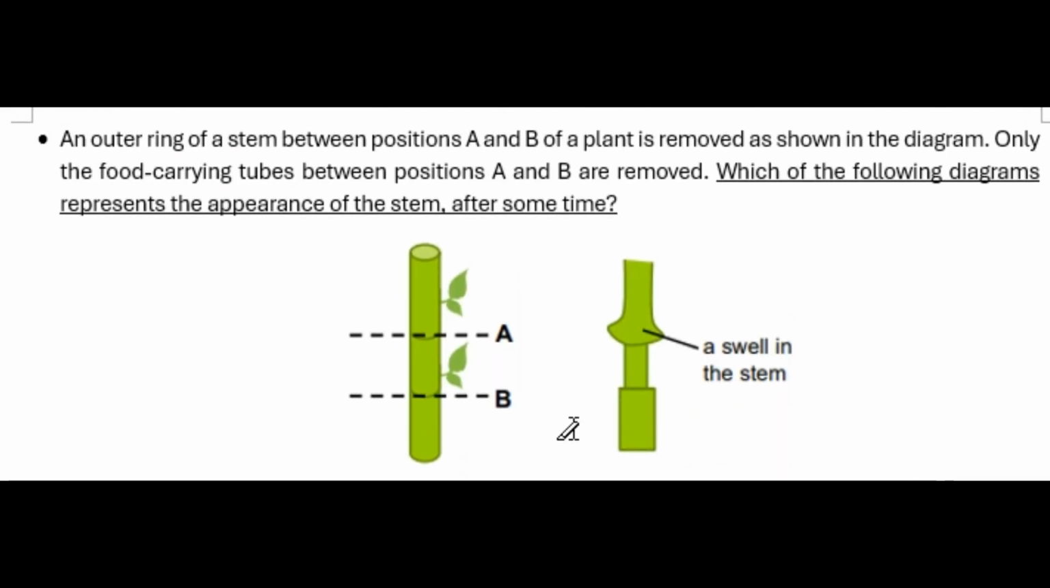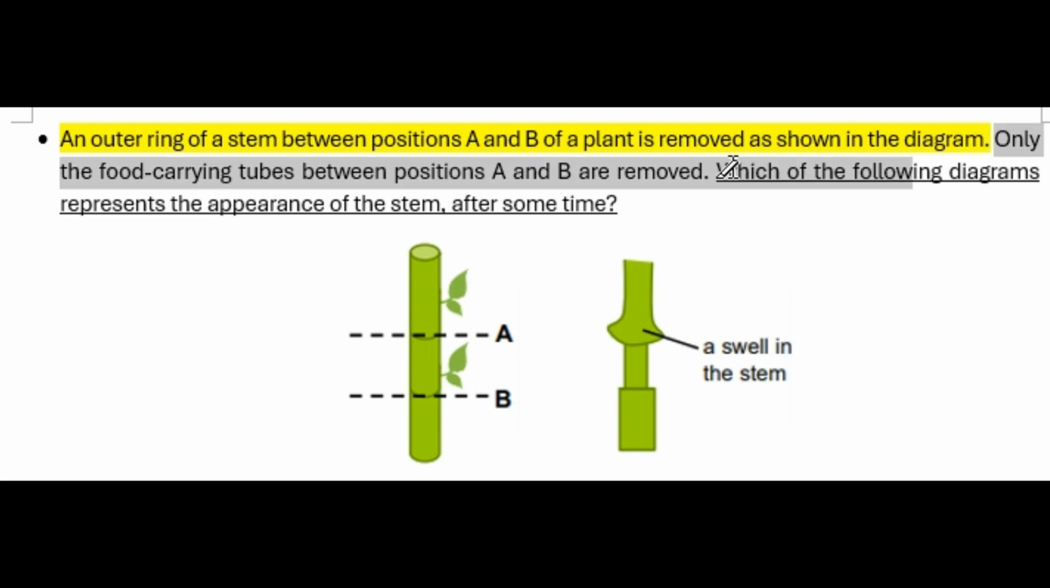An outer ring of a stem between positions A and B of a plant is removed, as shown in the diagram. Only the food-carrying tubes between positions A and B are removed. Which of the following diagrams represents the appearance of the stem after some time?